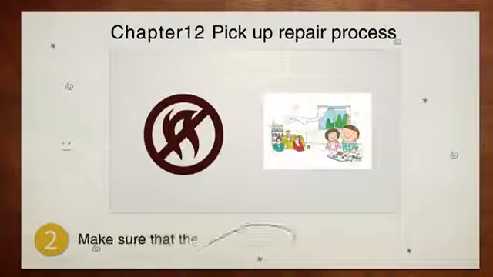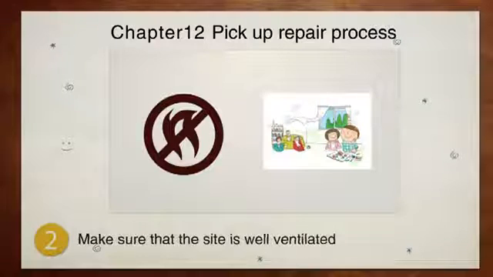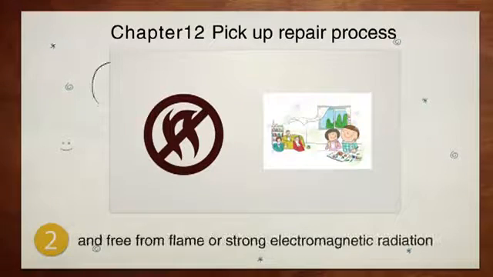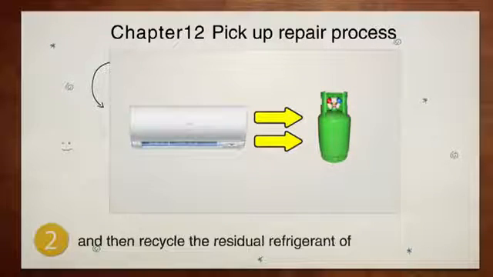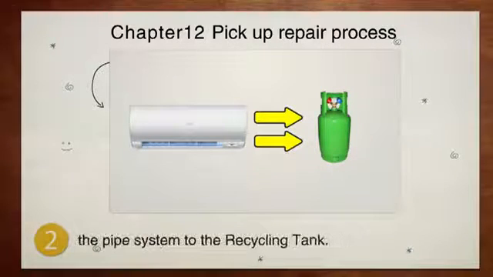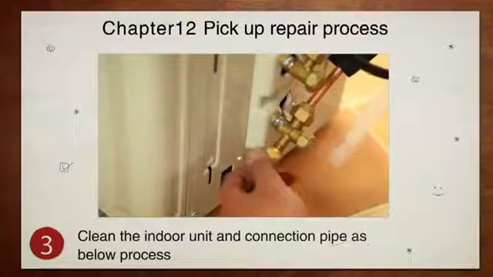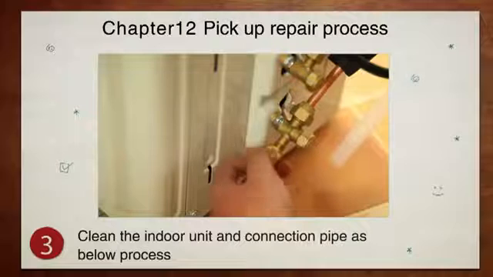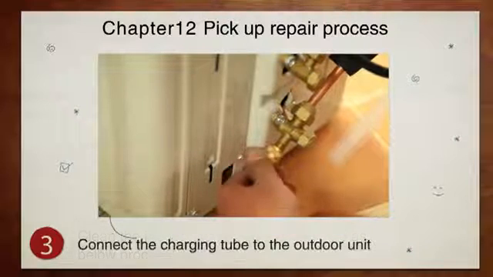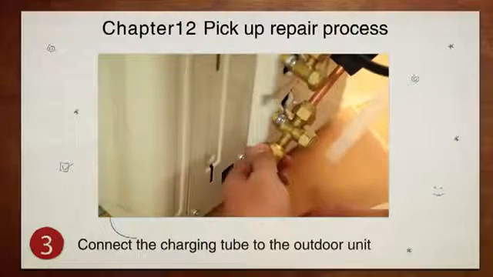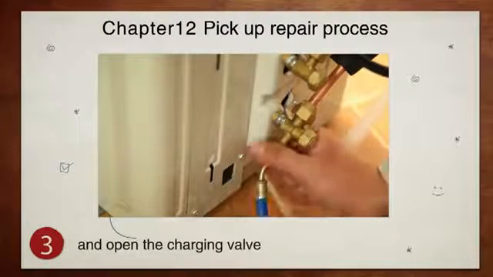Number 2. Make sure that the site is well ventilated and free from flame or strong electromagnetic radiation, and then recycle the residual refrigerant of the pipe system to the recycling tank. Number 3. Clean the indoor unit and connection pipe as below process. Connect the charging tube to the outdoor unit and open the charging valve.